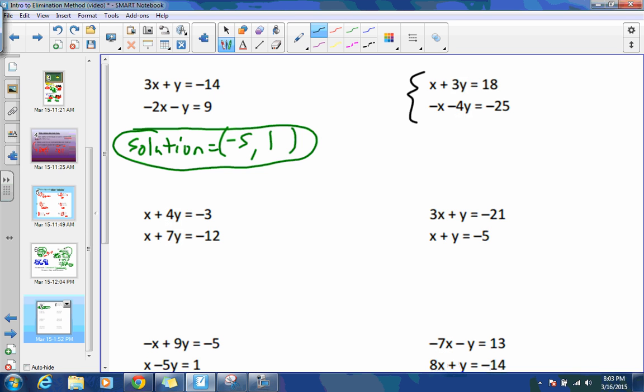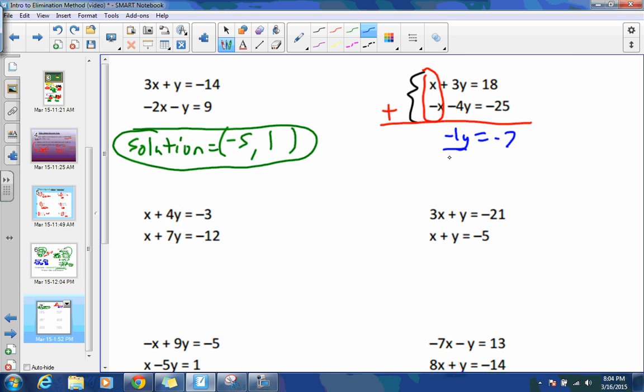negative 25. So what I'm looking for to cancel out is something with the same coefficient. And if you look at the x's this time, one is negative, one is positive, which is perfect. But they both would have the coefficient right in front of them, the number of 1. But we can add these together. So let's add the two together. Okay, when we add them together, that's going to cancel out the x's, because a positive x plus a negative x cancels out to be nothing. A 3y plus a negative 4y would be negative 1y equals 18 plus negative 25 would be negative 7.